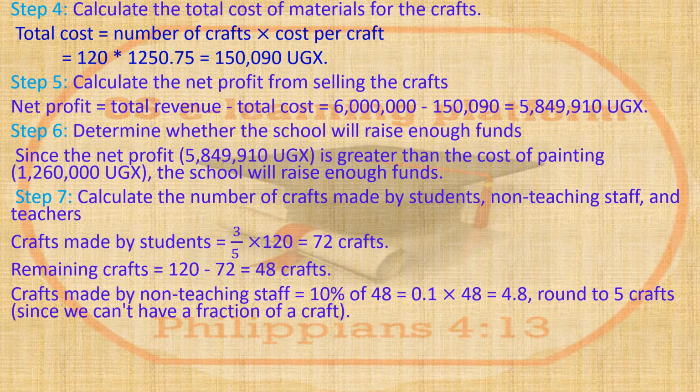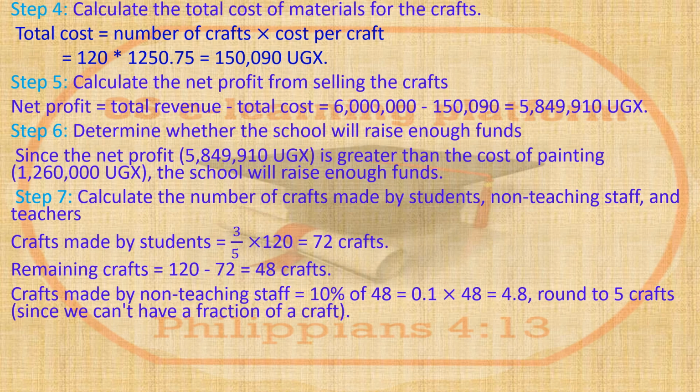rounding it to 5, meaning to 0 decimal places or to 1 significant figure. If you missed that video that talks about significant figures, decimal places, scientific notations, please check. So this is now the language that we should be talking. 4.8 is how many? 2 significant figures, 1 decimal place. When you round it to 5, you're making 1 significant figure and 0 decimal places. And then we can see that we shall have 5 crafts made by the non-teaching staff.